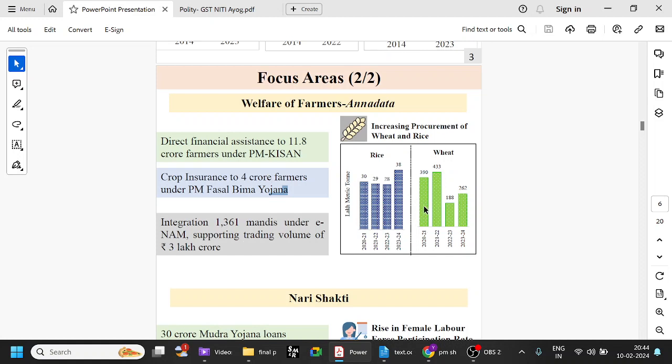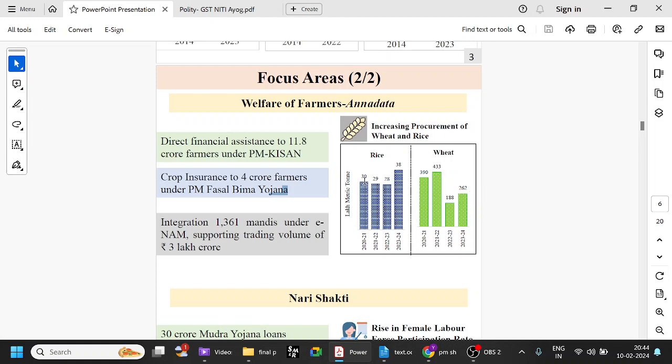And in these graphs, observe what the rice production and the wheat production are, approximately. Just in case anyone asks how much procurement of rice and wheat is happening in the government PDS system, you should have a rough idea. 38 lakh metric tons of rice has been procured, and 262 lakh metric tons of wheat has been procured. 2023-24. It's an estimate, but remember the figures approximately. Rice 38 lakh metric ton, wheat 262 lakh metric ton.